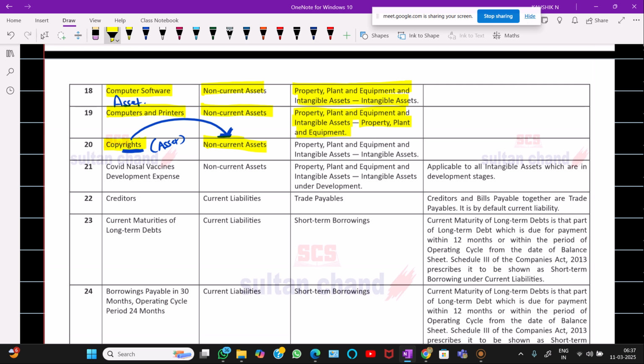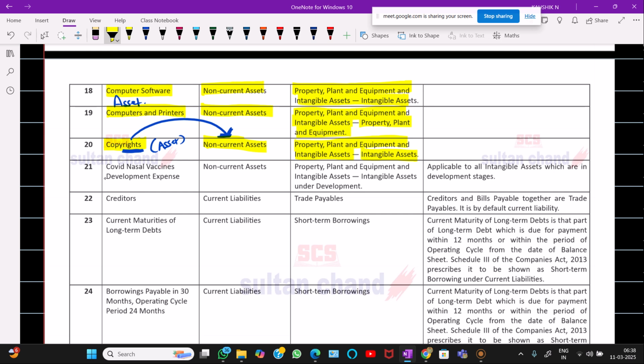Now under what category can it fit into? It will come under the category of property, plant and equipment, intangible asset. You can only realize the rights, you can only feel that particular right, when you exercise it. You cannot touch them, you cannot see them. So it is an intangible asset. Able to understand? Yes, sir. Okay, so it's an intangible asset.